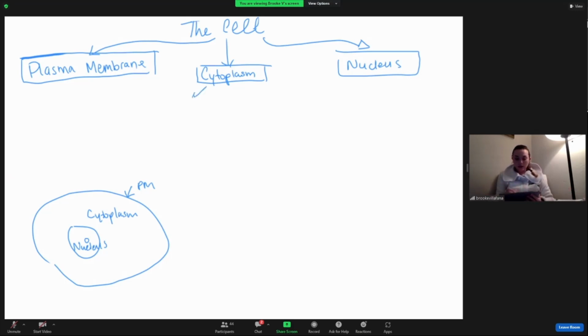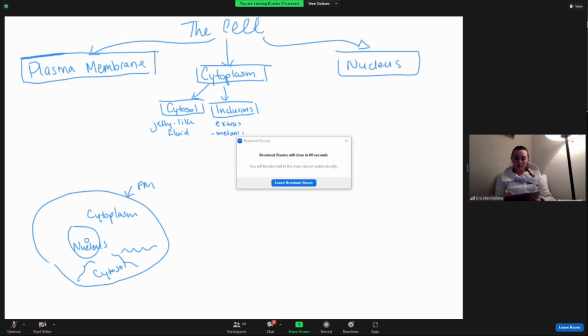So like the cytoplasm, I feel like is the easiest one. So what is the cytosol, right? The cytosol is like the fluid. There's kind of like this jelly-like fluid, okay? And then the next part is inclusions. These are kind of like extras. I'll try to do more thorough definitions on another page, but we can probably squeeze them in.